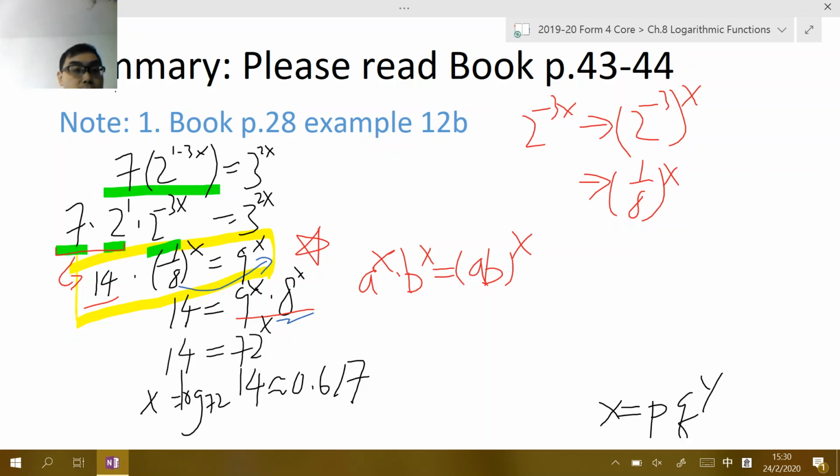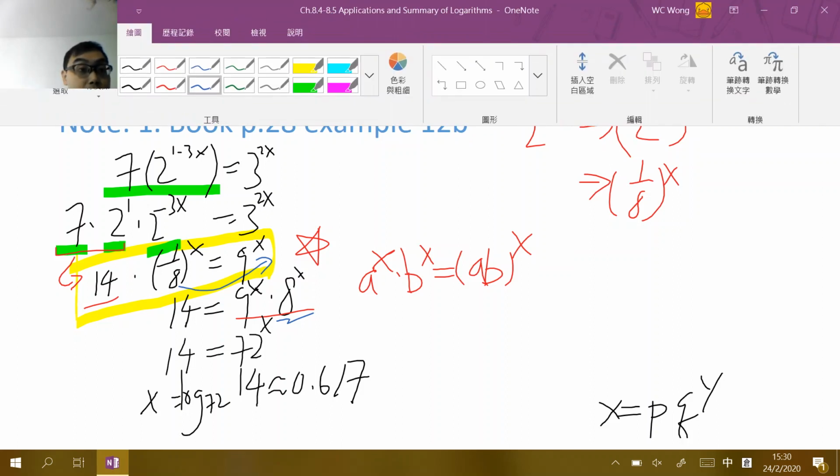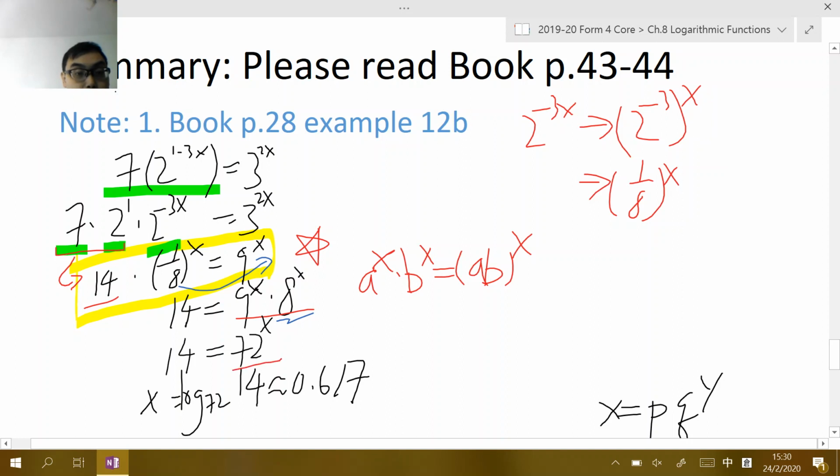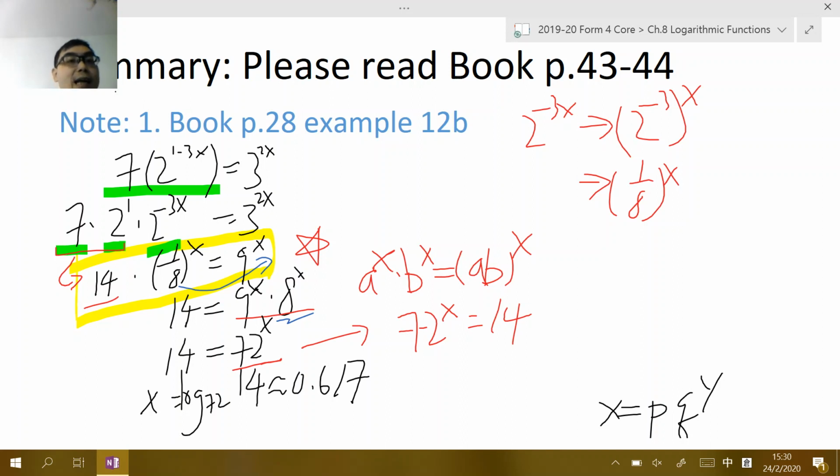So you can see that here I use a step to combine 9 and 8 to become 72^x. So the equation will become 72 to the power x equals 14. So it becomes very easy because you don't need to do so many terms, like you can see in the book, many terms here, but here I only simplify the problem to 2 terms, one on the left with power x, and just the number on the right.